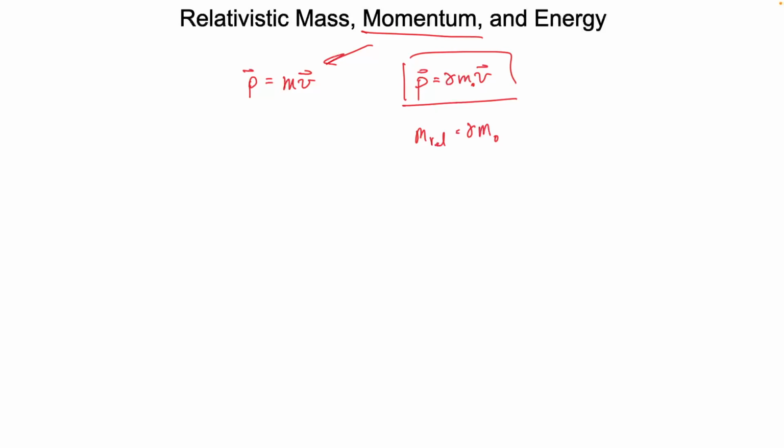Let's answer a different question first, though. Why can't anything that has mass go the speed of light?